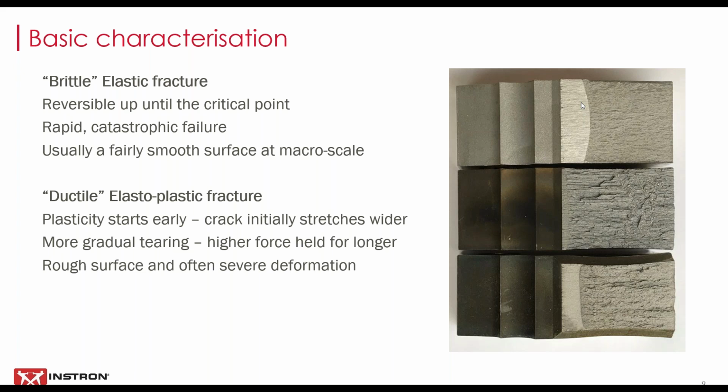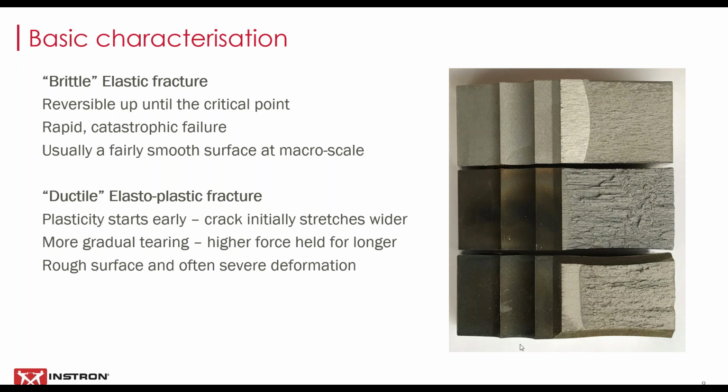On the other hand, as we start to move into tougher, higher strength materials, so steels in particular, then you start to see not purely elastic behavior. So what happens here is that plastic deformation happens near that defect, near that crack, that notch. And then you get more gradual tearing. So it's not quite such a rapid and catastrophic failure, or not necessarily.